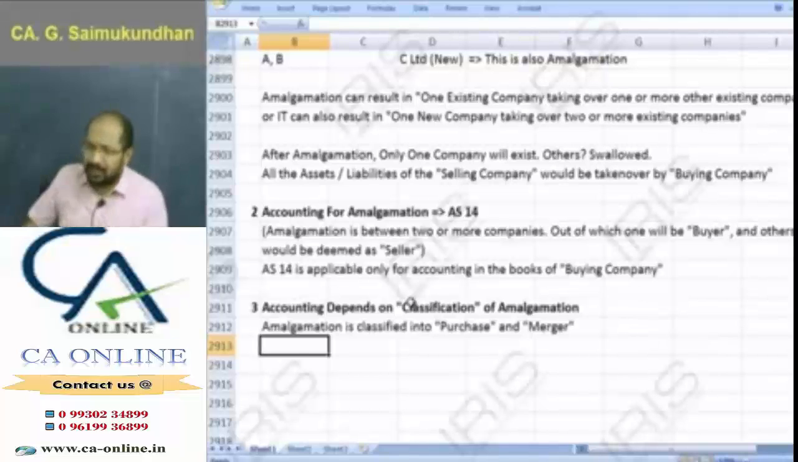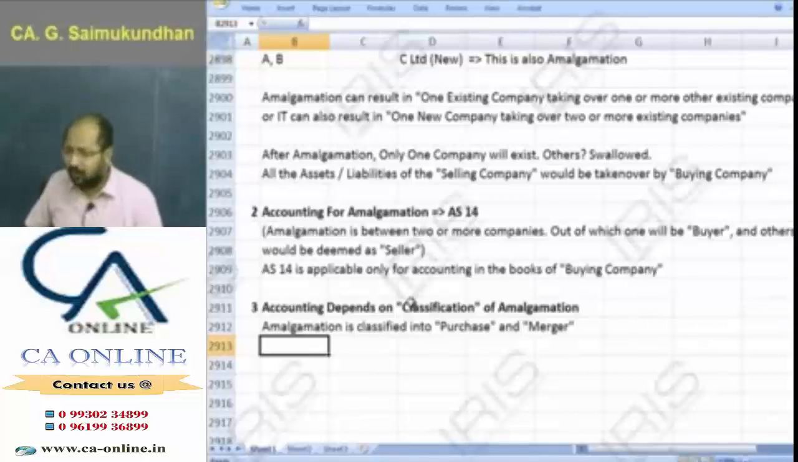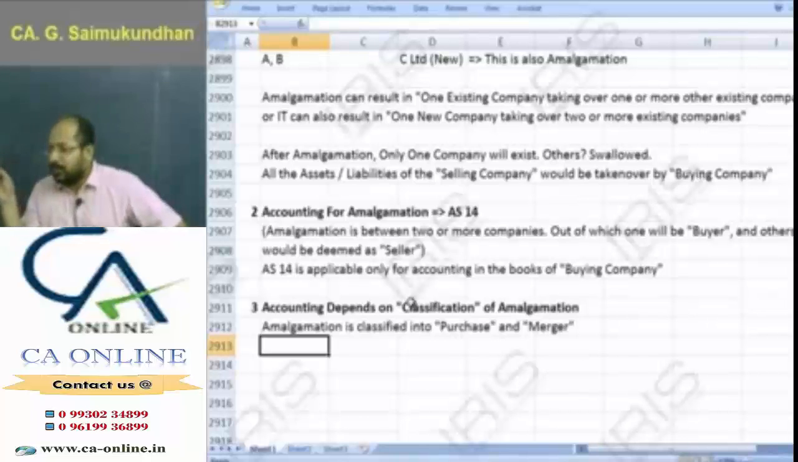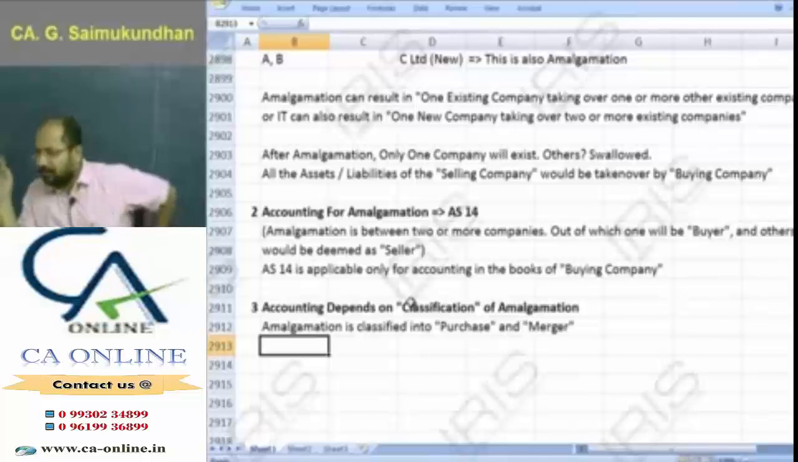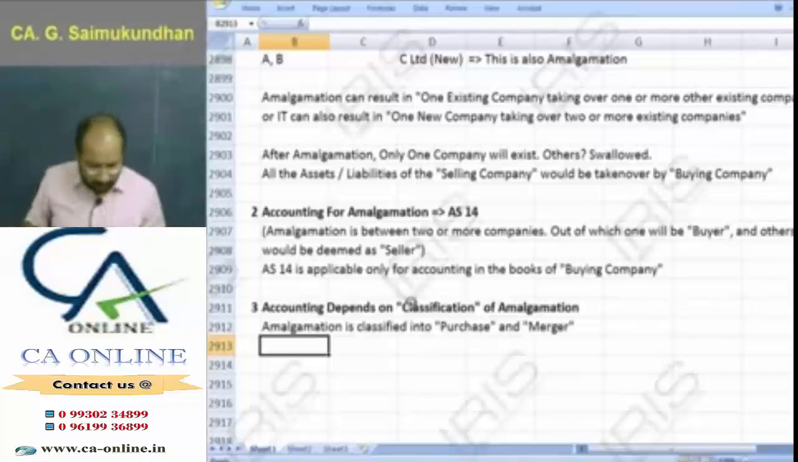So the journal entries will change, and it does have a huge amount of implication in terms of the entire accounting. Having said that, only in India do you have this merger and purchase distinction. In IFRS and abroad accounting standards, you'll find that no such distinction is given. And by the way, happy news for you all guys.